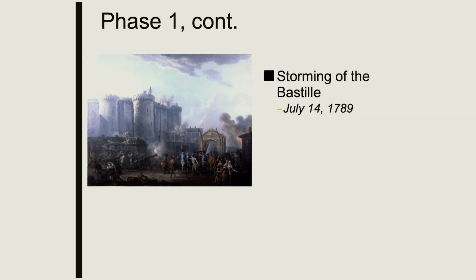Now, not too surprising, Louis and his advisors were not very happy with that, and there's a lot of moving back and forth. But rumors start that Louis is actually going to shut down the Third Estate. And so the people of France rise in rebellion to support the Third Estate. And so, especially in Paris, they rise, and this is the storming of the Bastille.